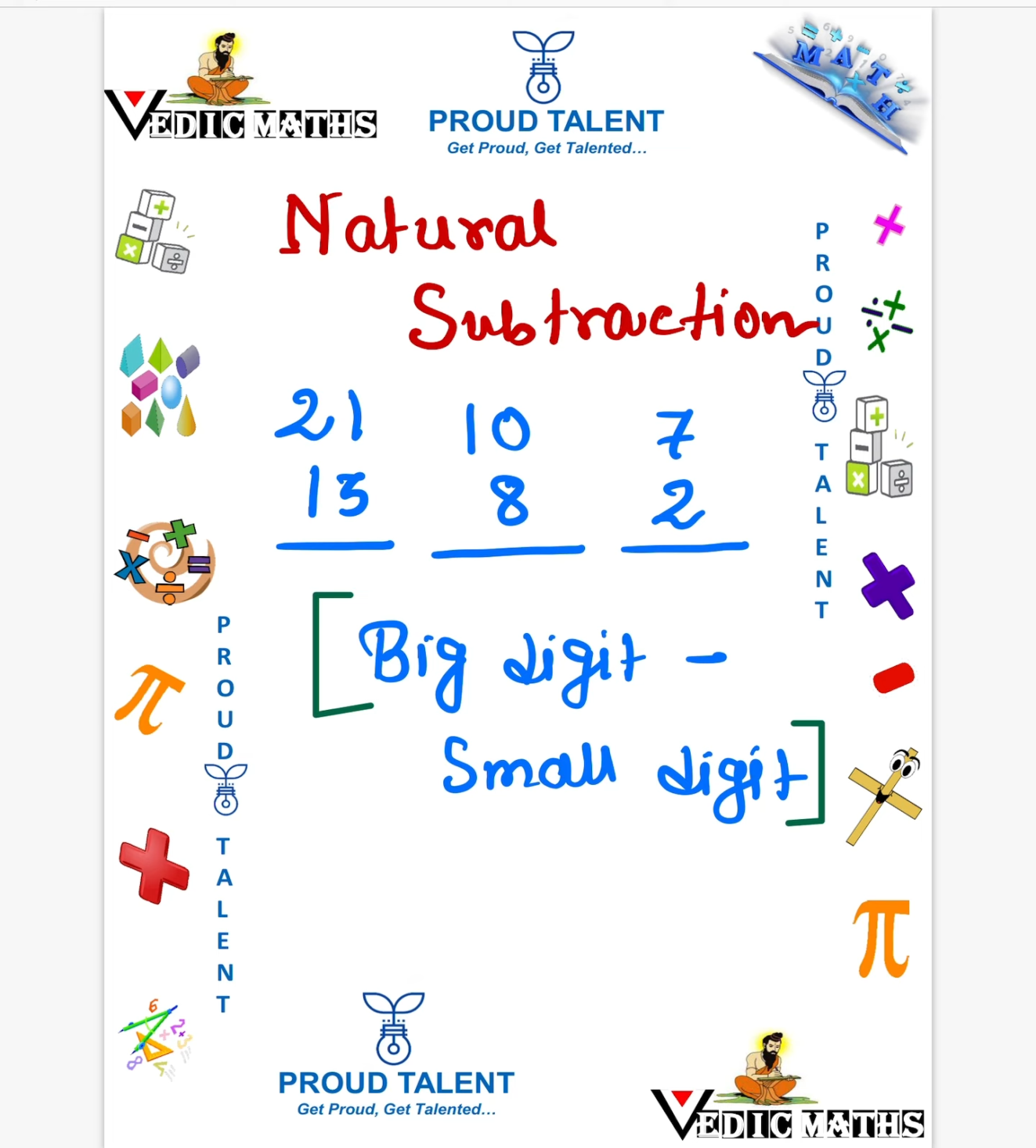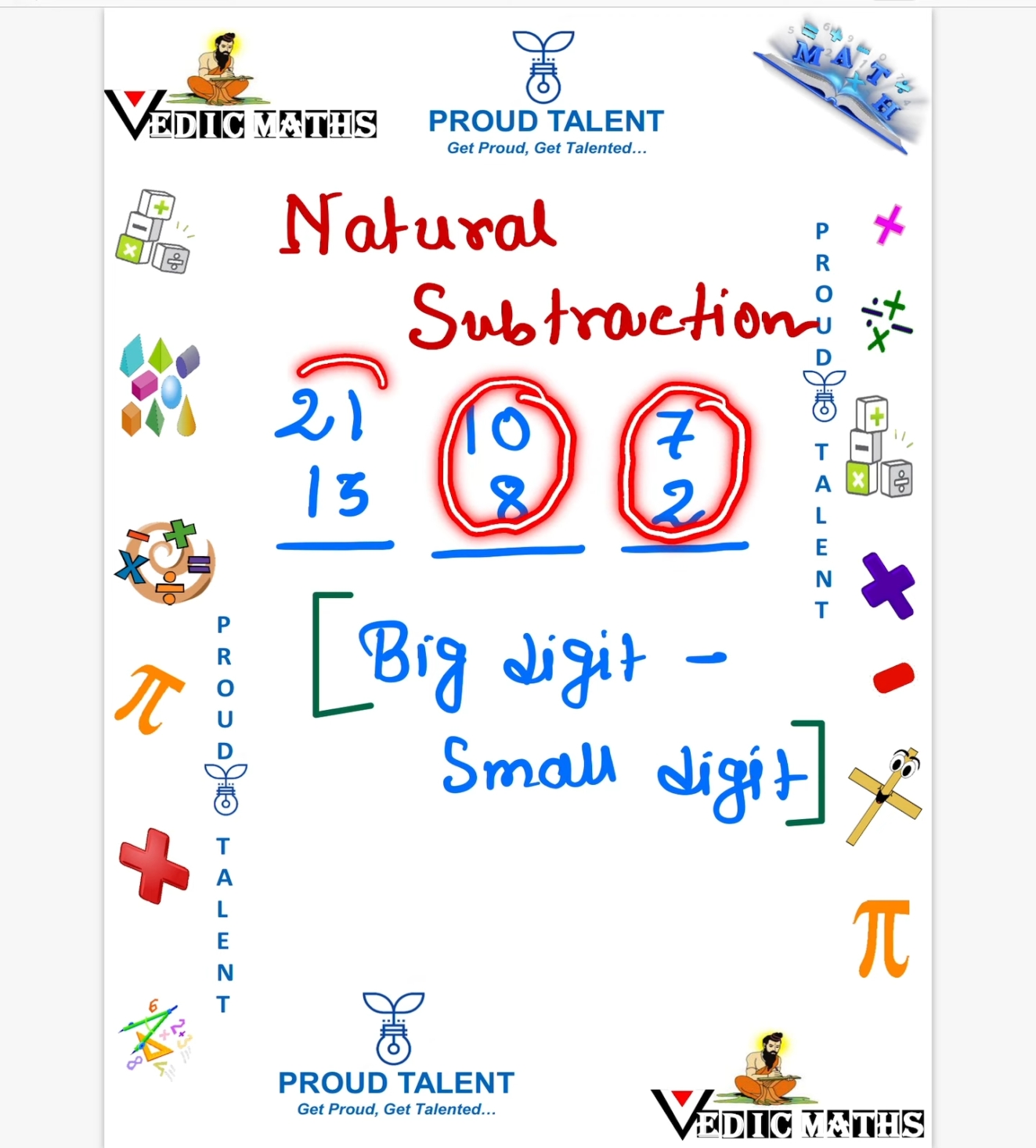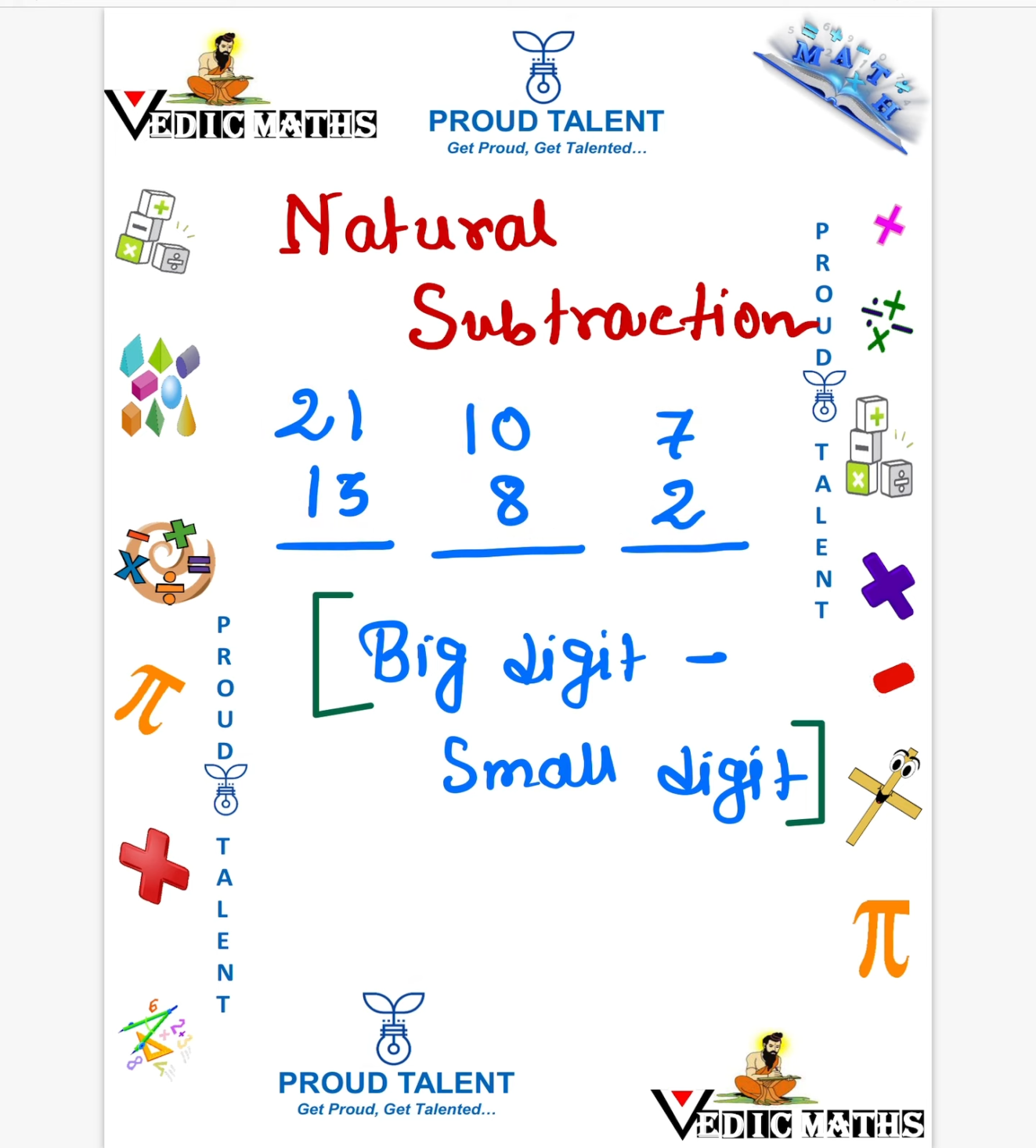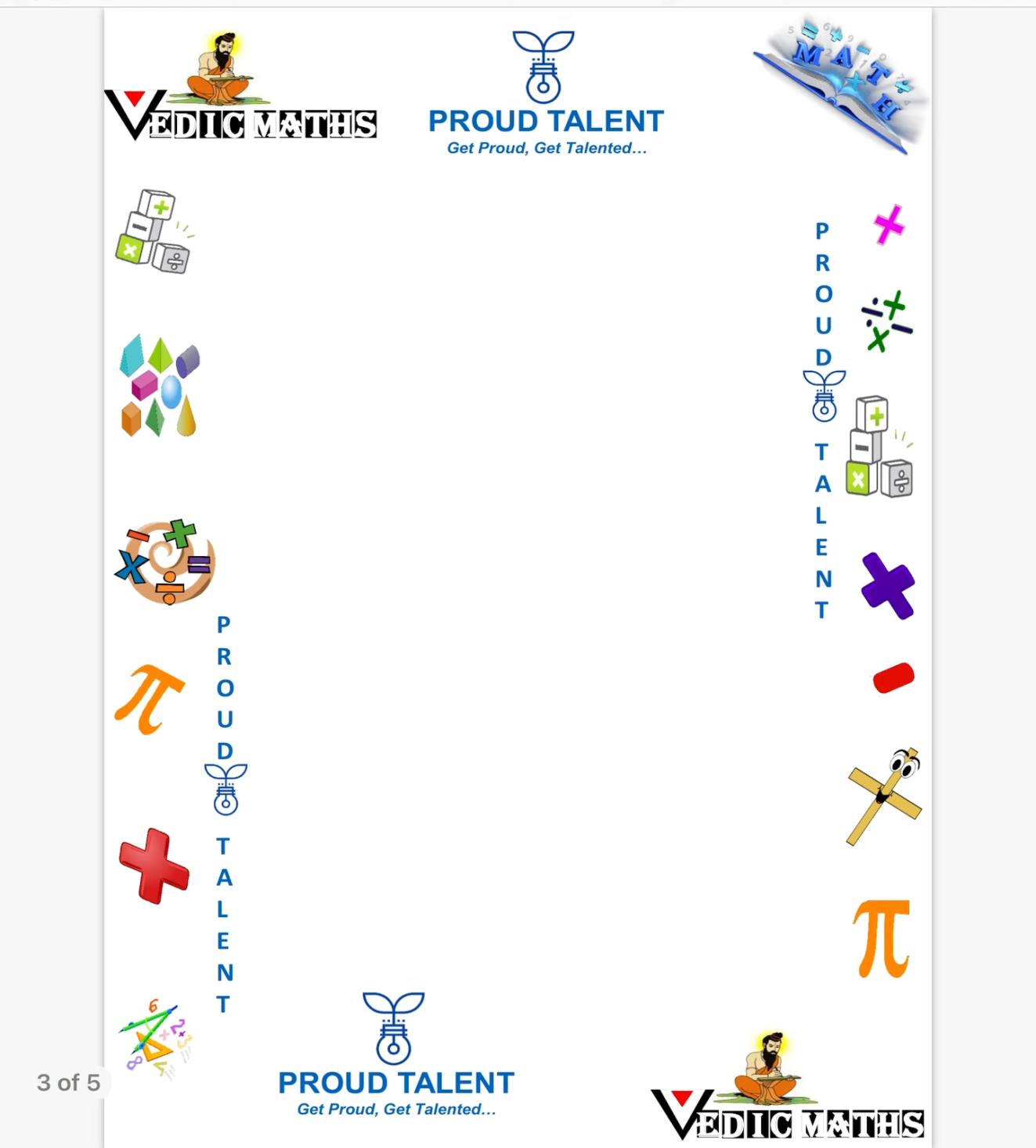And this type of example, 10 minus 8, 7 minus 2, 21 minus 13, where we subtract the small digit from the big digit, these numbers are called match combination. So match combination means what? Just have a look, let us take the example 6 minus 3. You can see one big digit is there, one small digit is there. So this type of subtraction we call match combination.